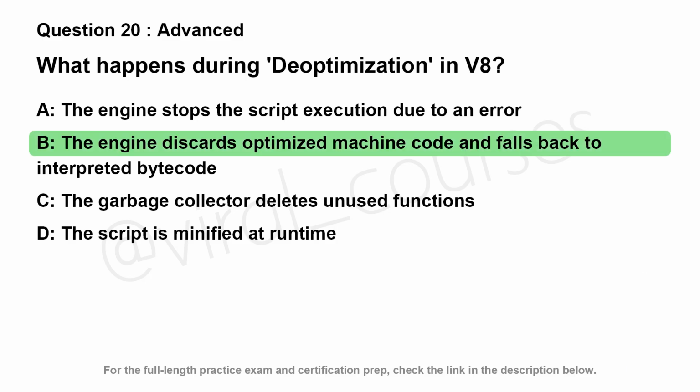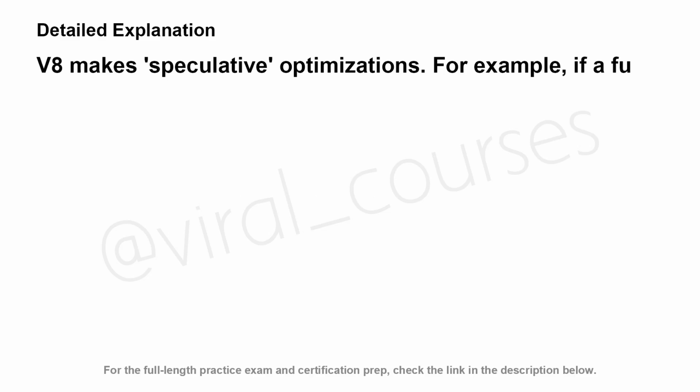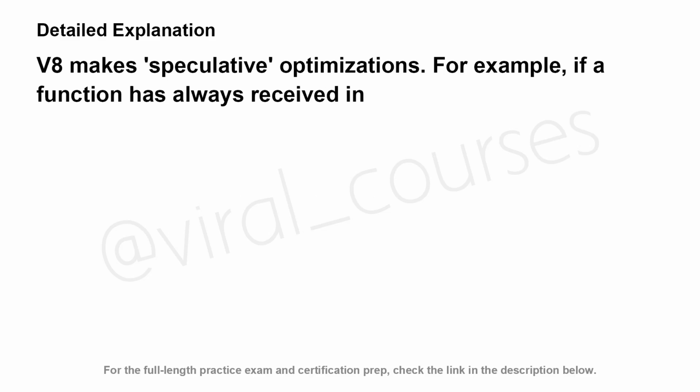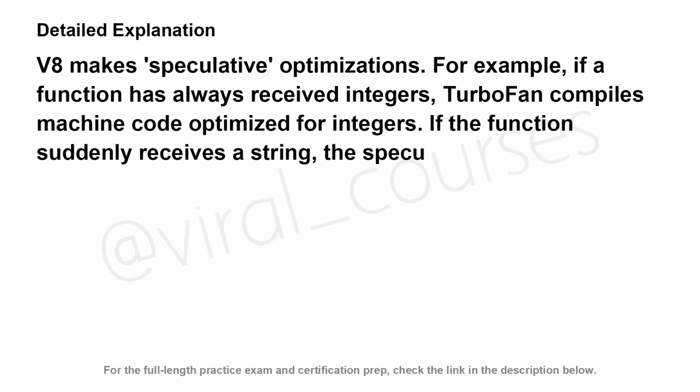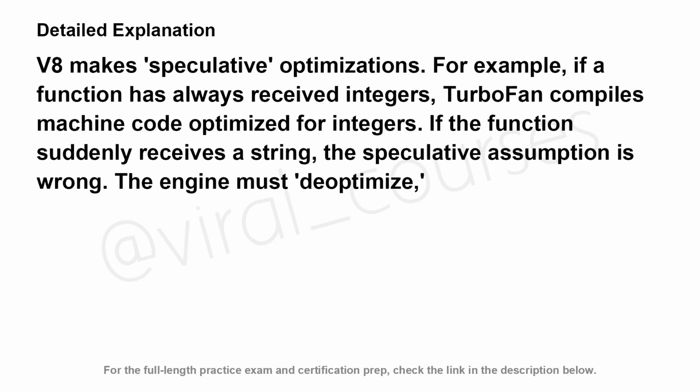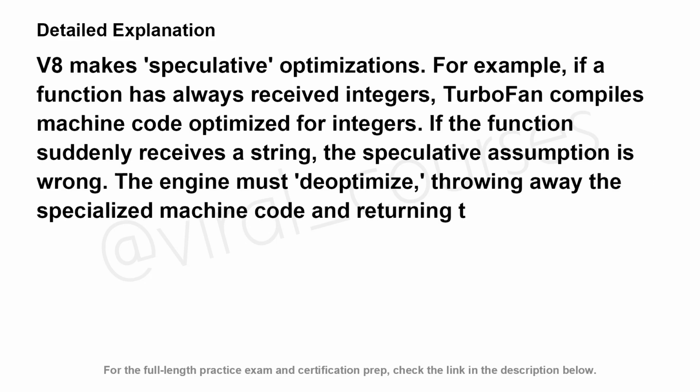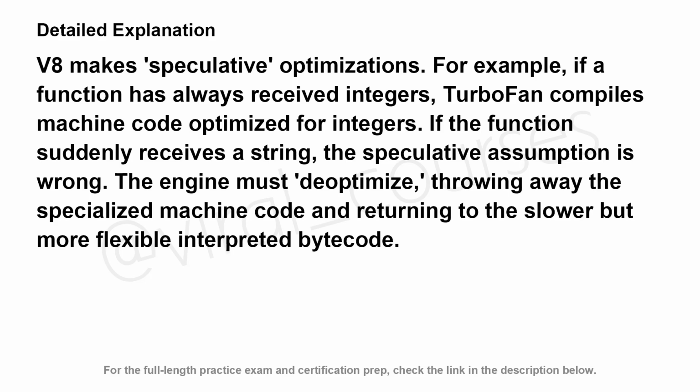The correct answer is B. V8 makes speculative optimizations. For example, if a function has always received integers, Turbofan compiles machine code optimized for integers. If the function suddenly receives a string, the speculative assumption is wrong. The engine must de-optimize, throwing away the specialized machine code and returning to the slower but more flexible interpreted bytecode.